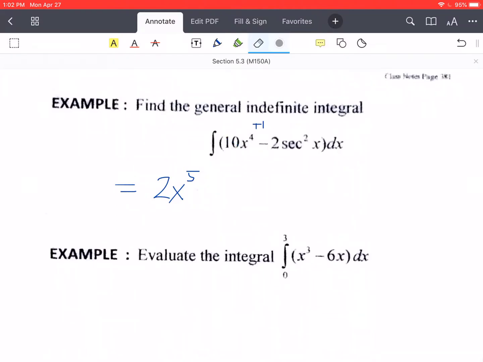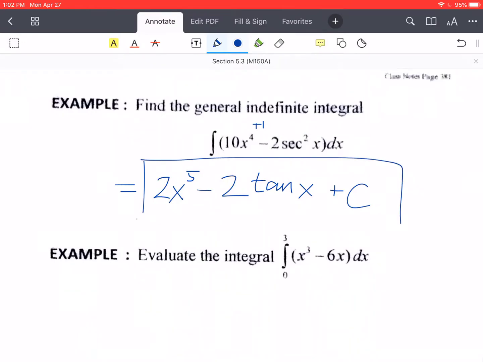Okay, so that's the first one, and then minus the multiple of 2 is just tags along. Antiderivative of secant squared of x. Okay, so that's a function whose derivative is secant squared. So that would be, hopefully we remember, that's tangent. So we get 2x to the fifth minus 2 tangent of x plus c.